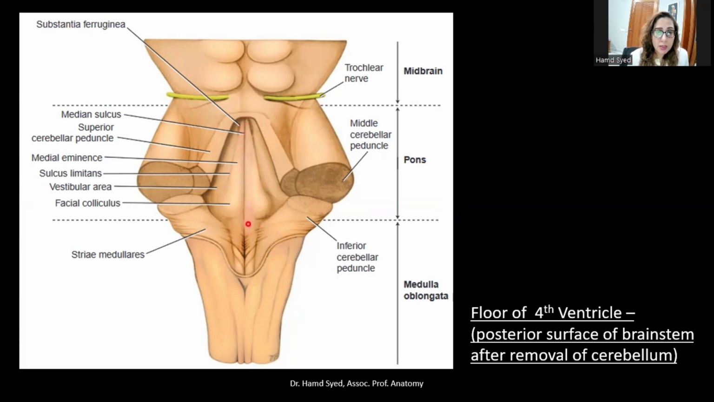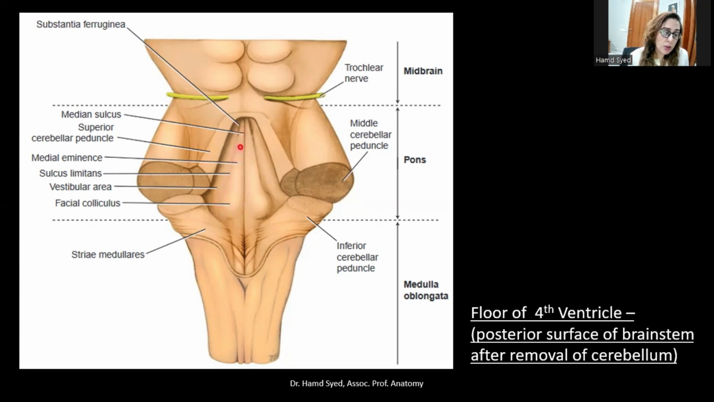And in the midline is a sulcus known as the median sulcus. On either side of the sulcus is a prominence or an elevation known as the median eminence. The median eminence is more prominent and bulging in the lower part, and this part is known as the facial colliculus. Beneath it are the nerve fibers emerging from the motor nucleus of the facial nerve and forming a loop around the abducens nucleus. So that is the facial colliculus.